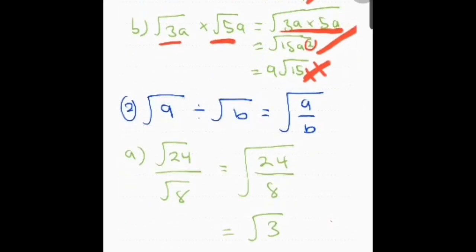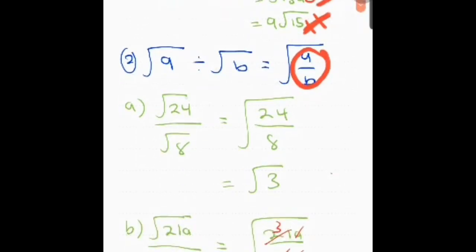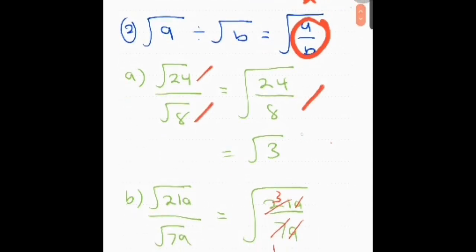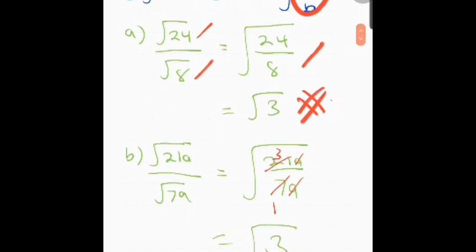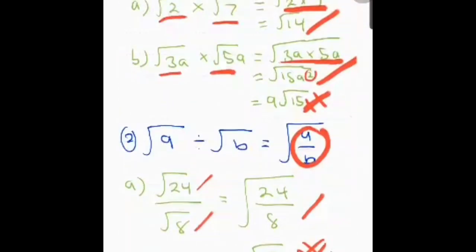The second law is surd A divided by surd B equals surd A divided by B. For example, surd 24 divided by surd 8 equals surd 24 over 8. You will get surd 3. Another example is surd 21a divided by surd 7a equals surd 21a over 7a. We can simplify it and we will get surd 3. That's all. Simple, isn't it?